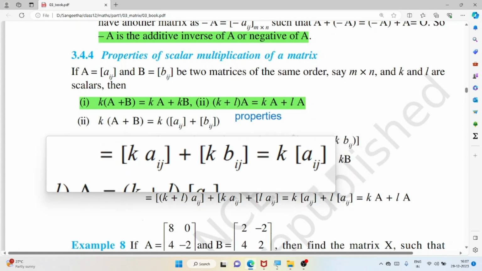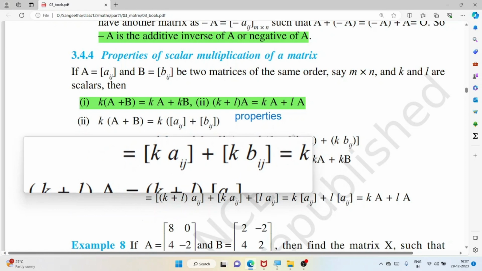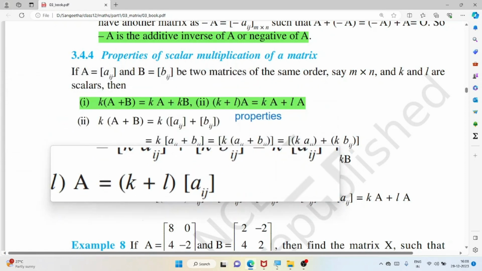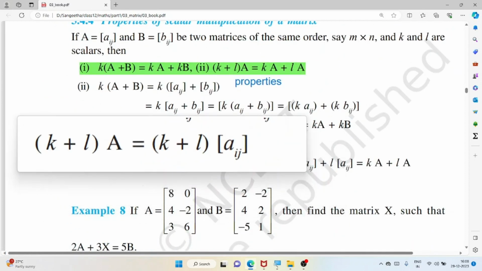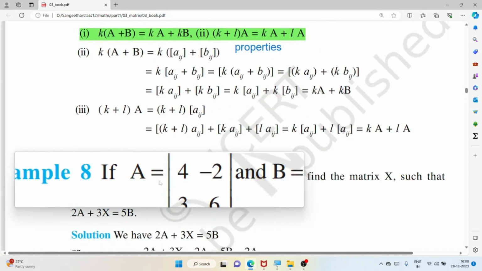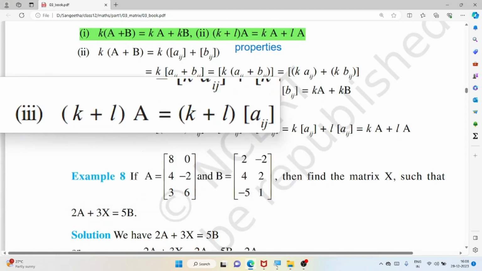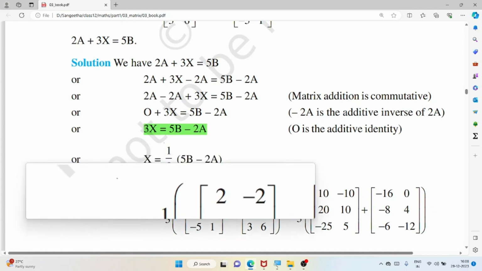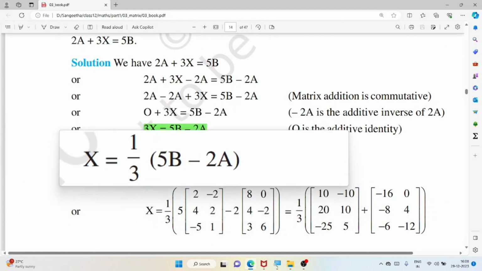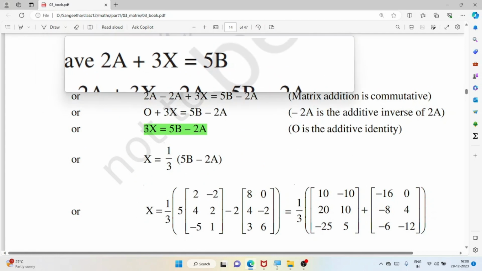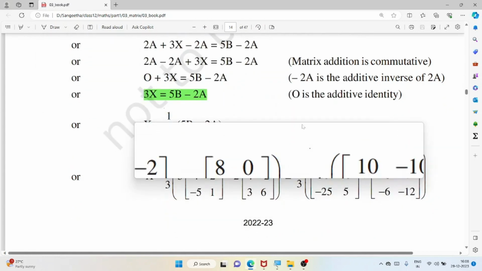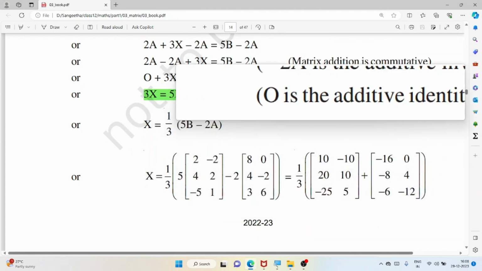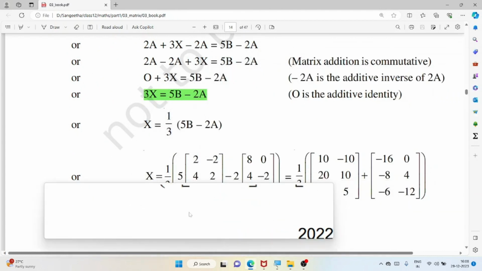Properties of scalar multiplication of the matrix: you multiply A plus B with k, that is equal to kA plus kB. These properties you can prove with examples. They may give some matrices and ask you to prove it. So using this you can find X. From this, 3X equal to 5B minus 2A, using the commutative law, additive inverse and additive identity.